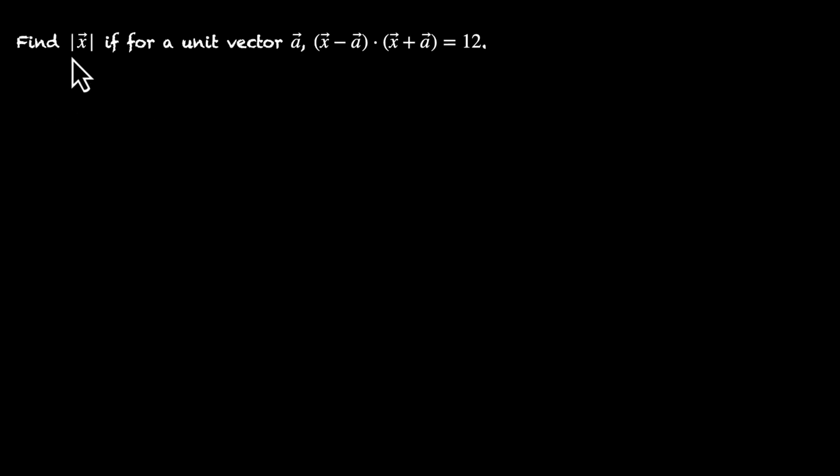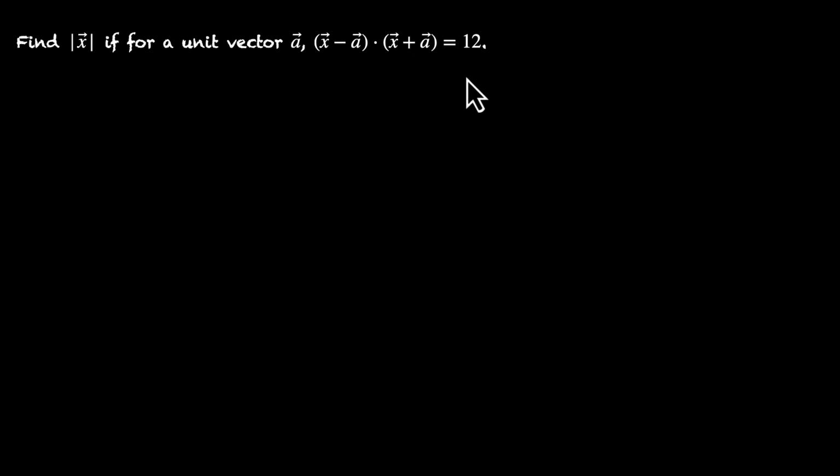In this video, we'll solve problems where we'll be dealing with equations involving dot products. Here's the first one. Find mod of x vector if for a unit vector a vector, (x vector minus a vector) dot (x vector plus a vector) equals 12.